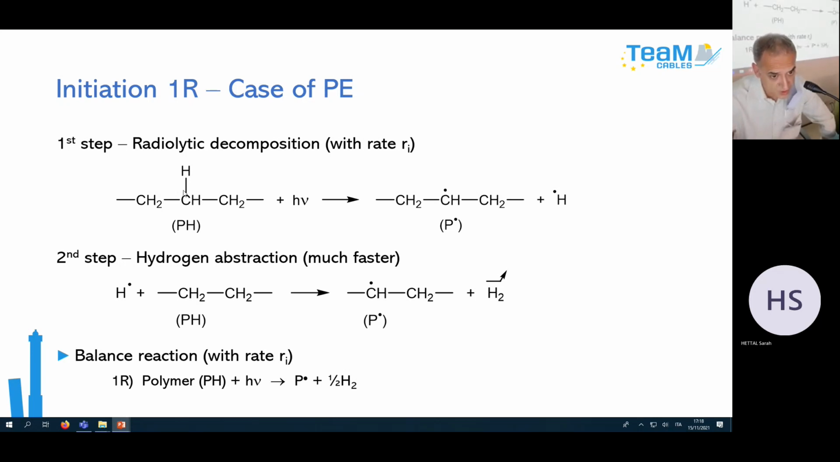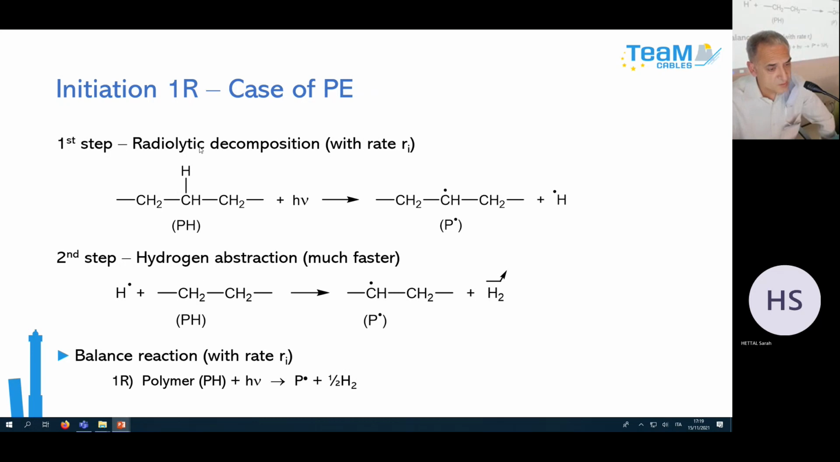So this decomposition of the CH bond leads to an alkyl radical, which can propagate the oxidation. But it also leads to a very small and very reactive radical, the hydrogen radical, which can react very rapidly with the CH bonds present in the immediate vicinity of this radical. So this radical abstracts one hydrogen from another CH bond in order to form hydrogen.